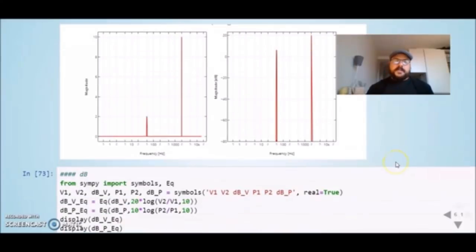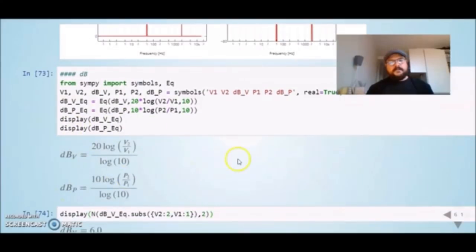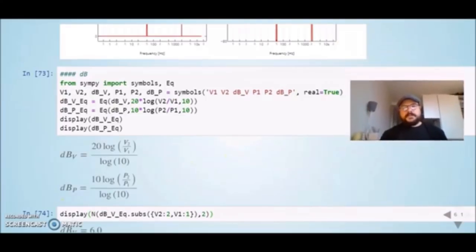So let's go back and revise the dB. dB is a ratio, and now we have two different equations depending on whether we're dealing with voltage or with power.